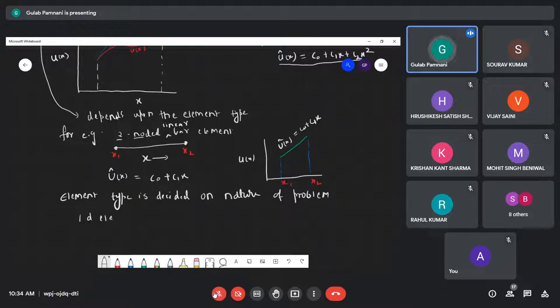So we have 1D elements. In 1D elements we have a bar, a linear bar, which I was just talking about, linear bar, two node. Then we have a quadratic bar. Then we have a beam element, and we have a truss element as well.